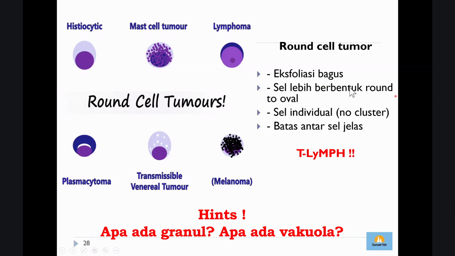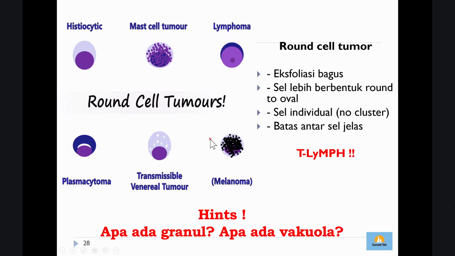Some cells will be round, some cells will be oval. It doesn't matter, as long as the margin is clear, it must be a round cell. The margin between one cell and another cell is clear. And the pins for the round cells is T-LYMP. T means transmissible, LY is lymphoma, M is mast cell, P is plasmacytoma, and H is histiocytic, like that.